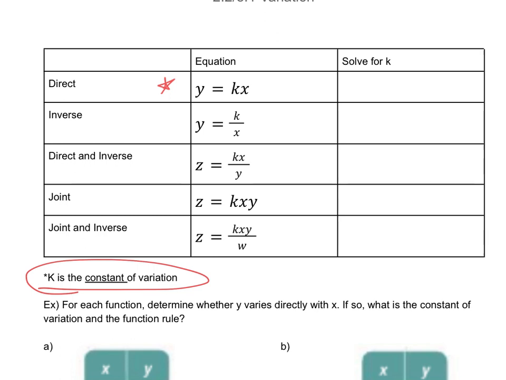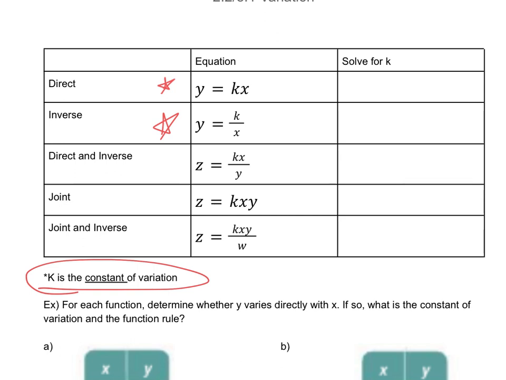Okay, so you need to know what direct variation is. Inverse variation is whenever it's k divided by x. And you need to know that one as well. Have both of those memorized for your quiz and your test. Just know direct is being multiplied and inverse is k divided by x.